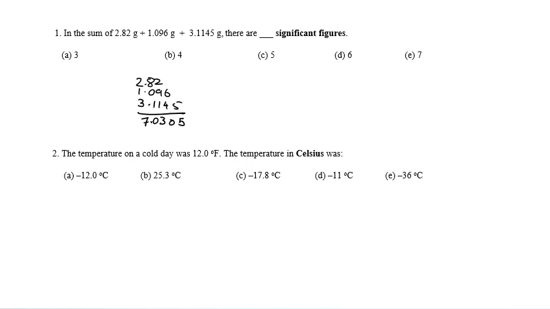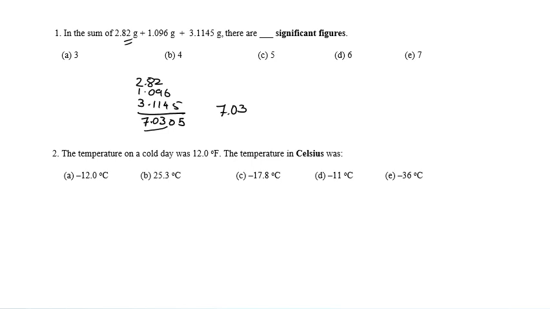I can see this is the least number of decimal places. For these basic rules, watch the previous video I have posted and you will see them. When you add, we have to go with the least number of decimal places. So I have to keep only 2 decimal places. So 7.03, correct? So how many sigfigs are here?